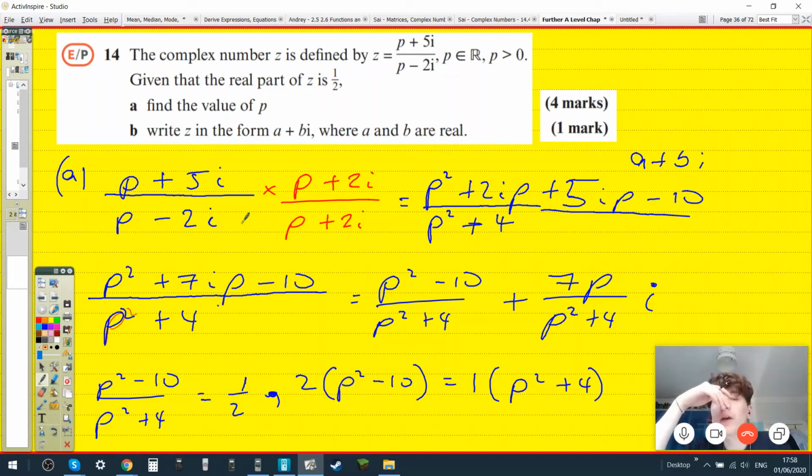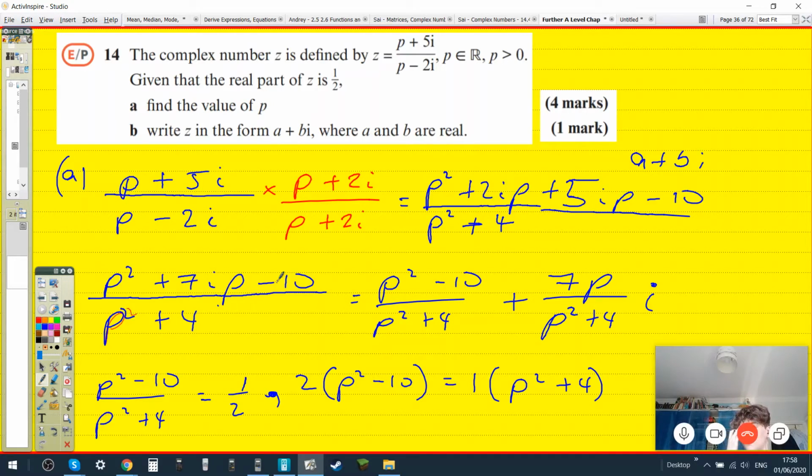I don't get that intermediate part. You times both sides by p squared plus 4 and 2. Cross multiply. Oh, I see. I don't know why I didn't see that. Equals p squared plus 4.